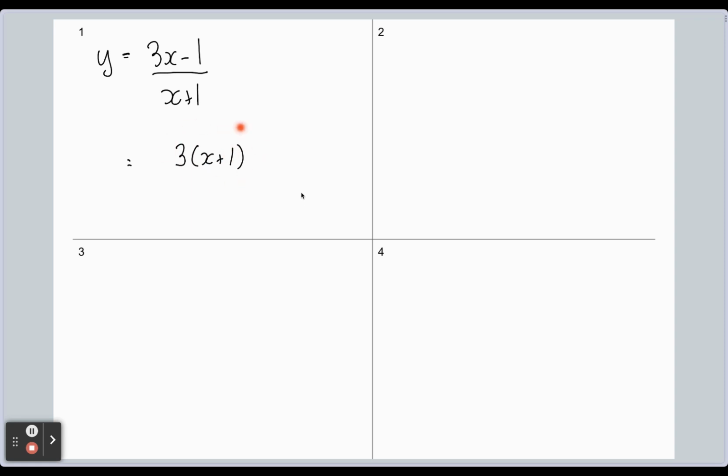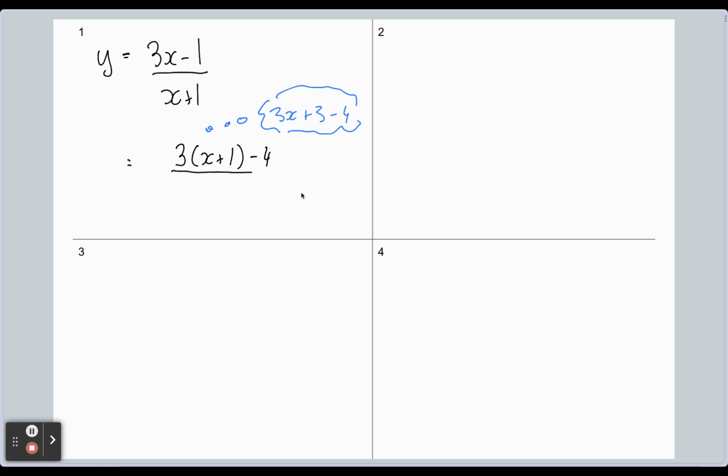Okay, if I expanded this, I would have 3 times x is 3x, and 3 times 1 is 3. So if I expanded it, I would have 3x plus 3. But I need a minus 1 for these expressions to be equivalent. So to get a minus 1, I'm going to have to subtract 4. That keeps this expression and this expression exactly the same. I've just reordered what it looks like.